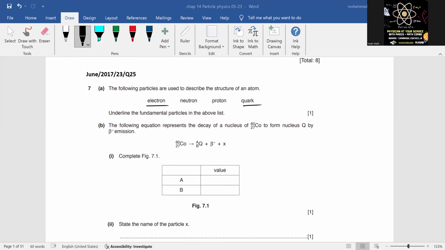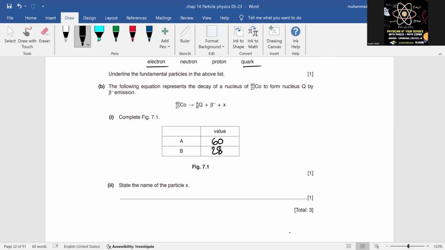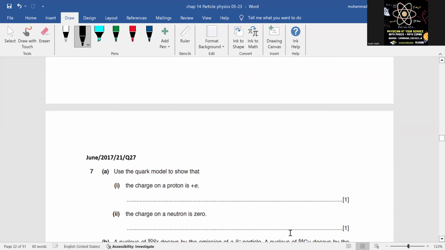The following equation represents the decay of a nucleus of cobalt to form nucleus Q by beta minus emission. Sir, A will be 60 and B will be 28. Good. And X will be, sir, 0 and 0, anti-neutrino. You have to represent it that way. Perfect. Okay, let's move on.